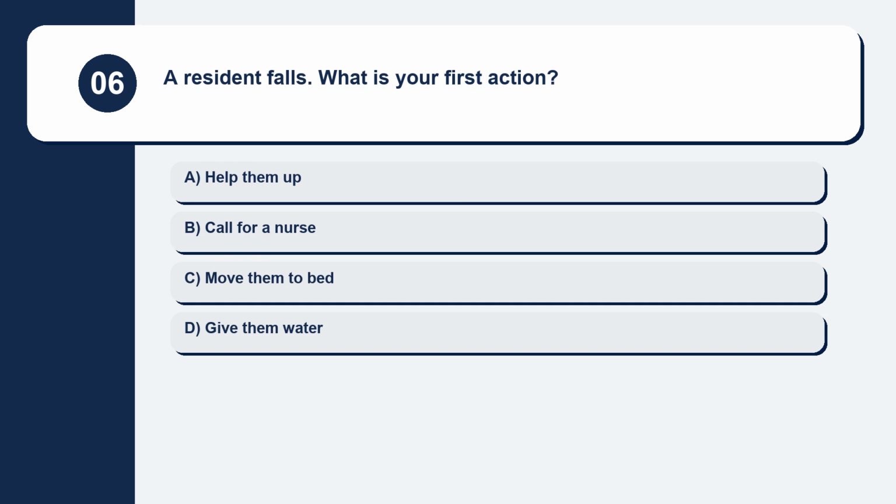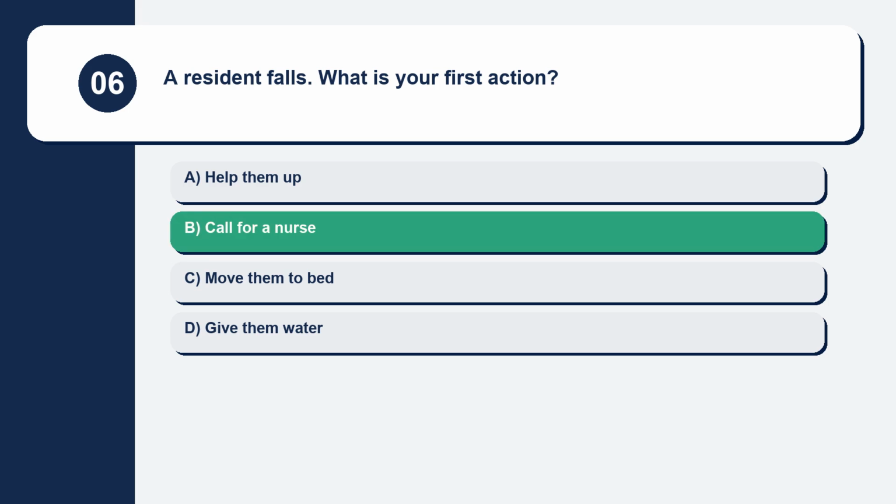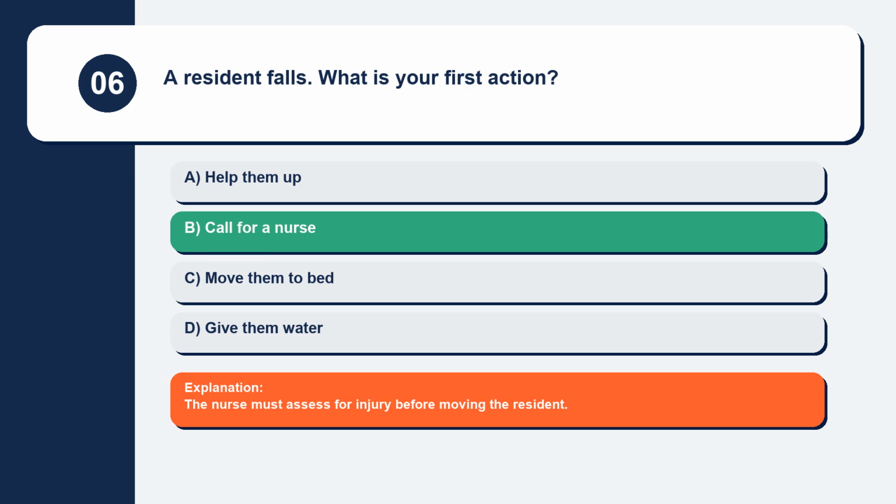Question 6. A resident falls. What is your first action? Help them up, call for a nurse, move them to bed, give them water. The nurse must assess for injury before moving the resident.